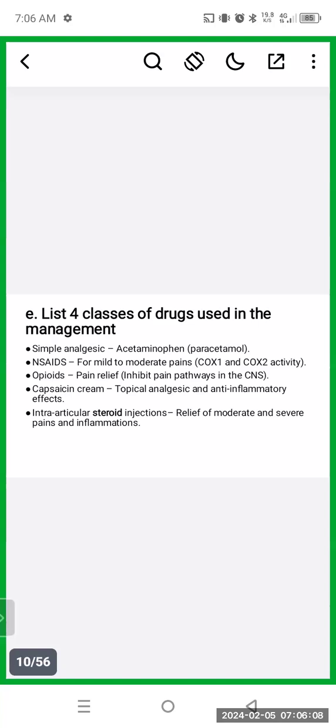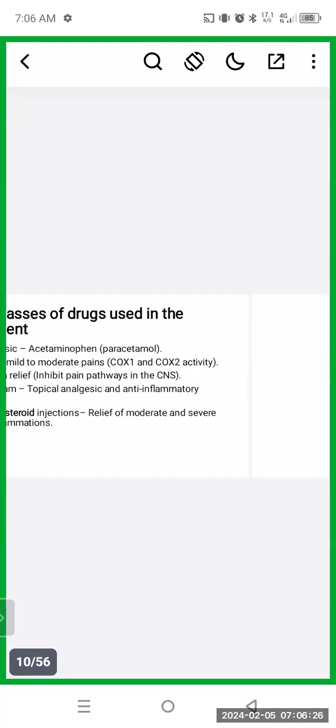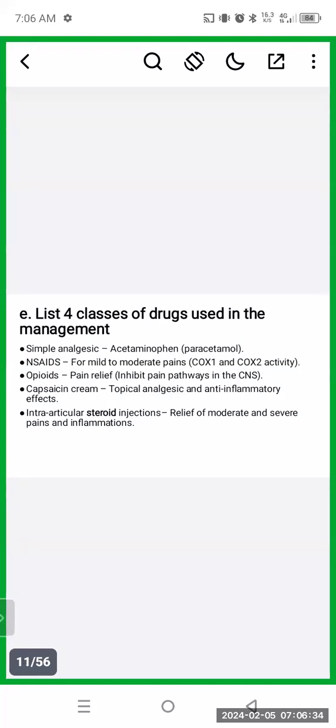Intra-articular steroid injections also have a very important role to play, especially if the patient fails to respond to the previous classes of drugs mentioned above, which include intra-articular methylprednisolone that could be given. So these are the answers to the question; it ends here.